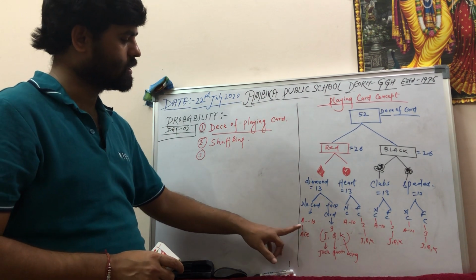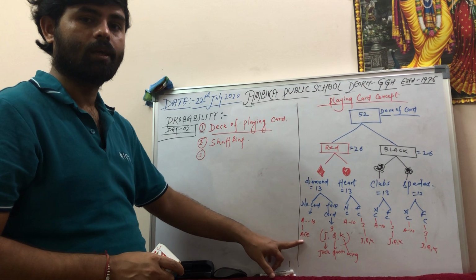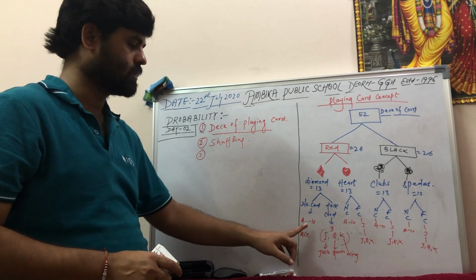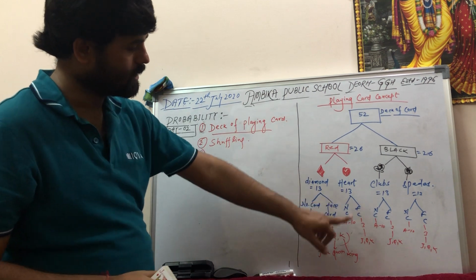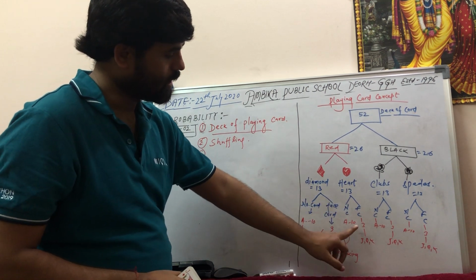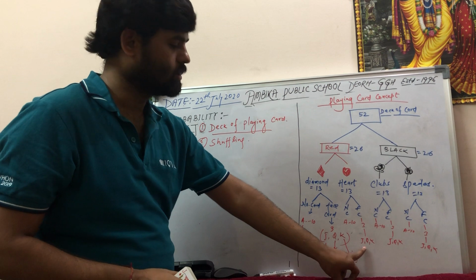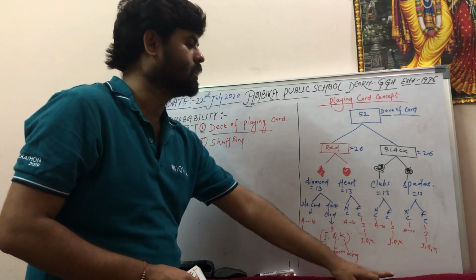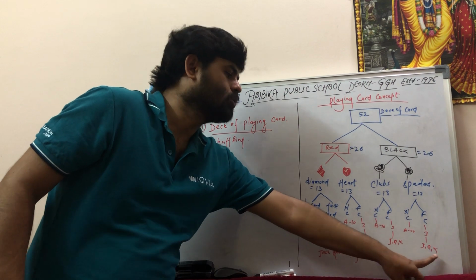and number cards will be A to 10, that is A is called ACE, A card, okay. And next will be 2 to 10: 2, 3, 4, 5, 6, 7, 8, 9, 10. Similarly in the heart also one ACE will be there and J, Q, K will be there. Clubs also one ACE and one J, Q, K will be there. Spades also ACE will be there, J, Q, K will be there.